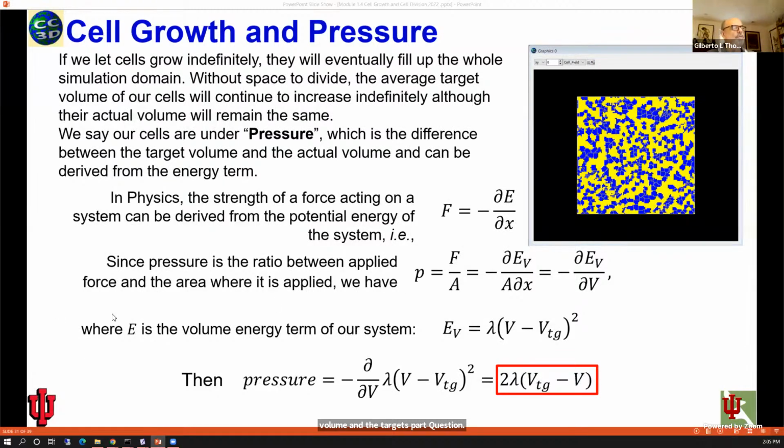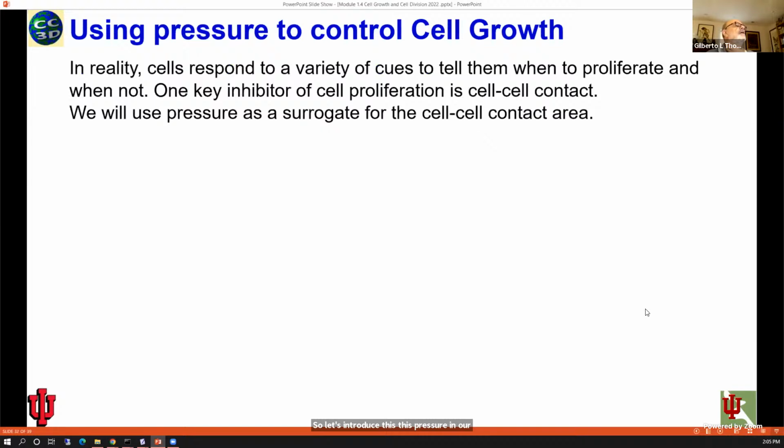Okay. So let's introduce this pressure in our CompuCell model. This pressure can reproduce what we call in biology contact inhibition. If the cell gets in contact too much, this contact prevents the cell from growing, because there is no space between the cells to grow and to divide. We are going to use this pressure as a surrogate for the contact area between the cells.